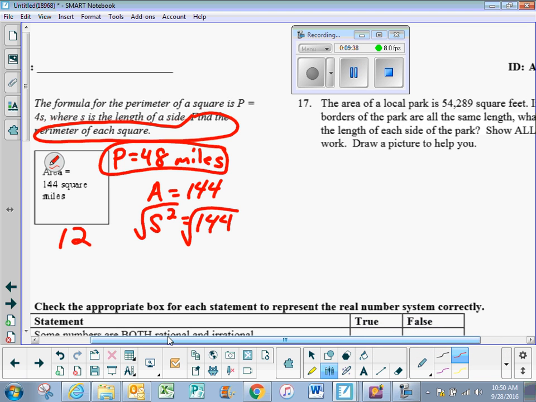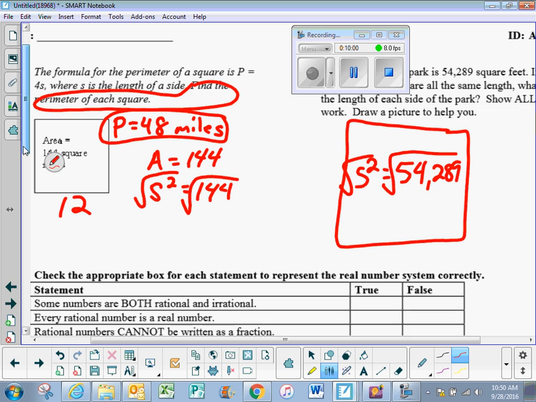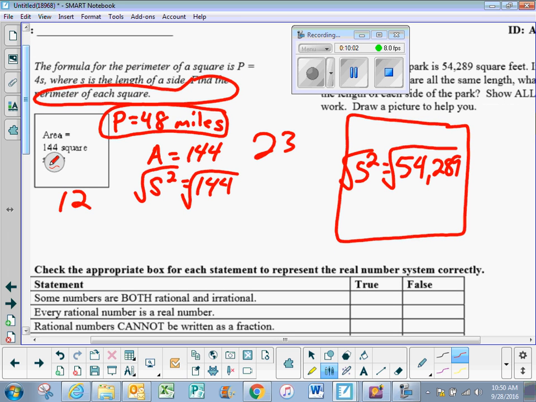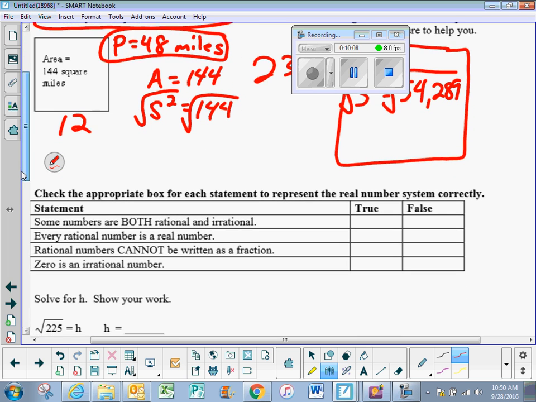The area of a local skate park is a square. And we know that its area is 54,289. How long is a side? Take the square root of both sides. I mean, that was what we were working on, right, guys? So what was it? 233. 233 feet. Not supposed to be hard. It's just like the practice test, too.